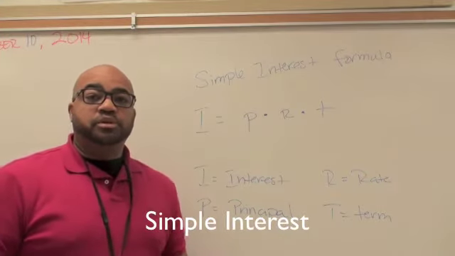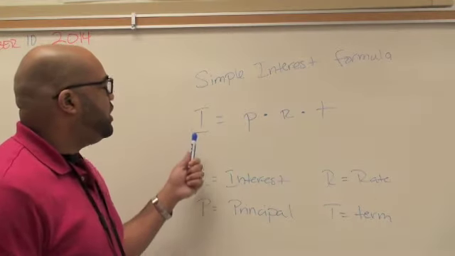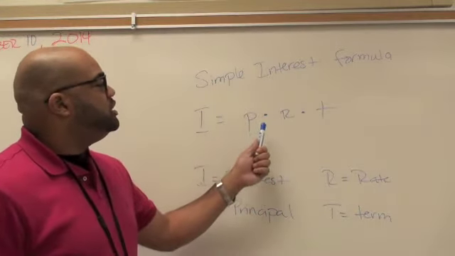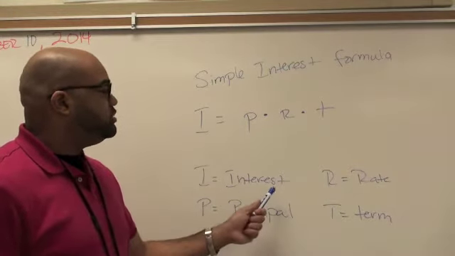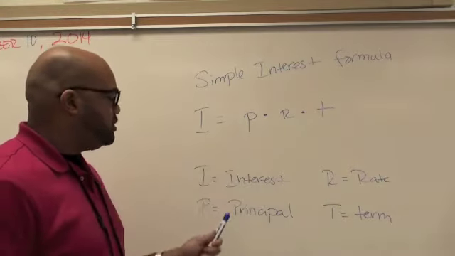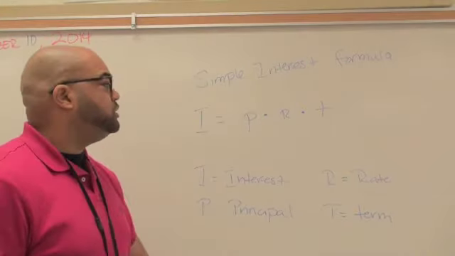Alright, today we're going to do simple interest. Here's a simple interest formula. We have I equals P times R times T. I refers to the interest amount. P refers to the principal amount, principal meaning the amount of money, balance, or the original amount.